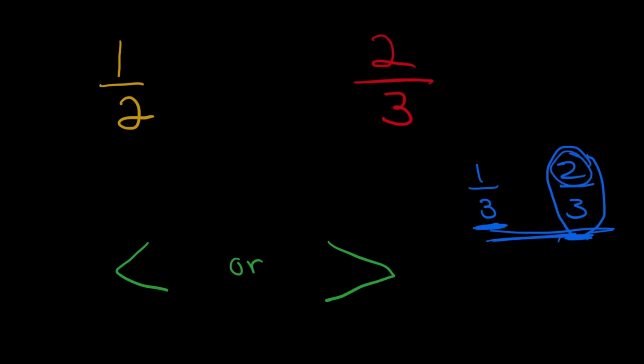But what about when the denominators aren't the same? We can't exactly compare them when the denominators aren't the same. It's like trying to compare an apple to an orange. So that's what we'll dive into in this video.